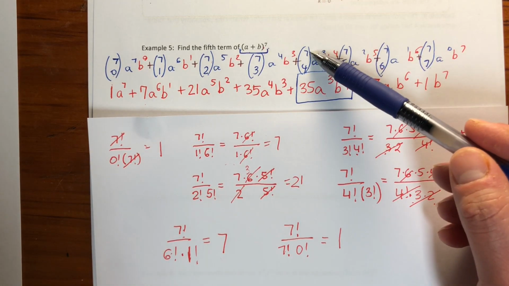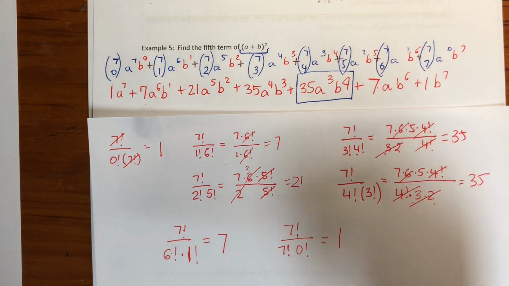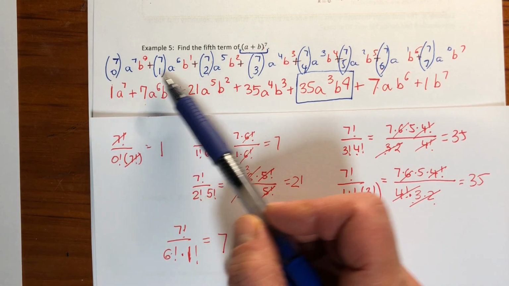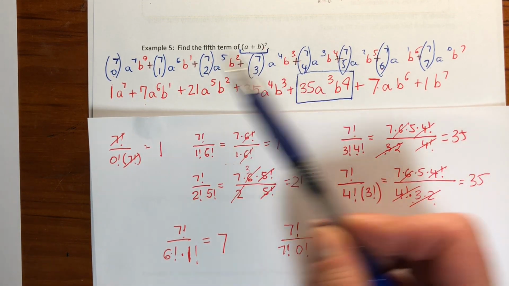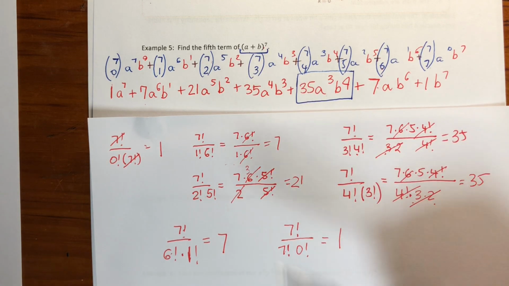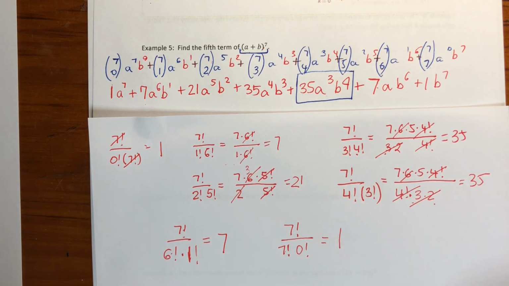Well, I would know the 7 is on the top. And because we want the 5th term, we always start counting with the 0. So 0, 1, 2, 3, 4. This is the 5th term. All right, so notice this nicely worked. Not only did we find the 5th term, but we did the entire binomial expansion using the binomial theorem.